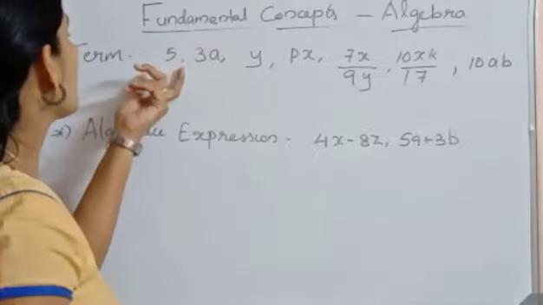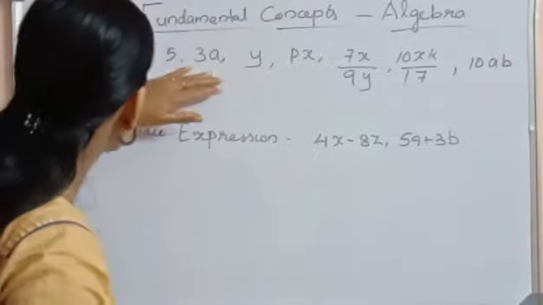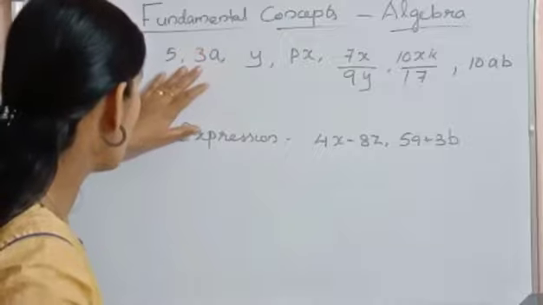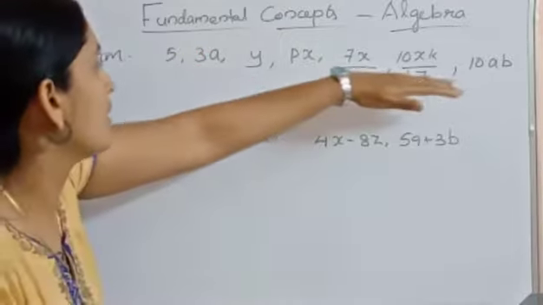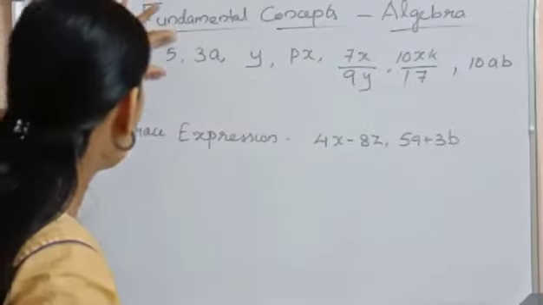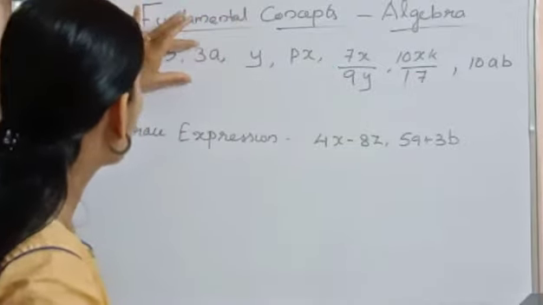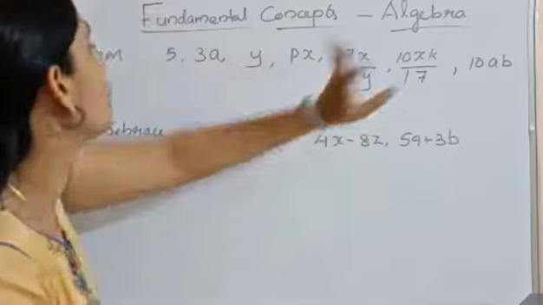Look at that. The first one is only a single number, the second one is a combination of a variable as well as a number, and the third one is only a variable. So all these are called terms: a number or a variable or a combination of those two. These are examples of terms.